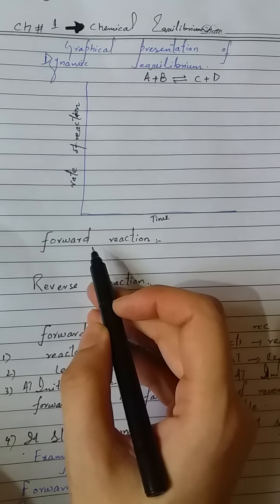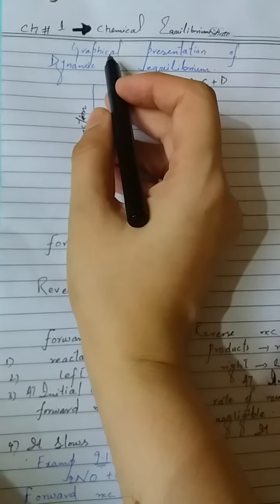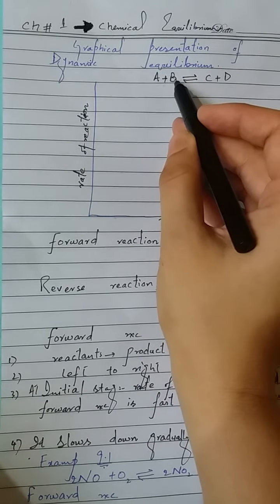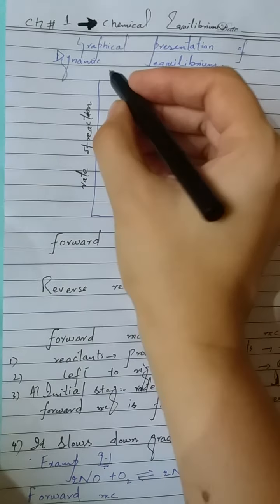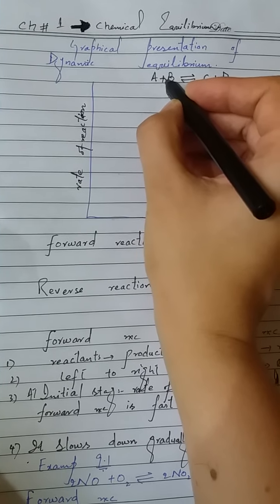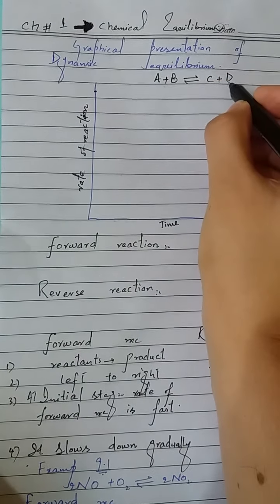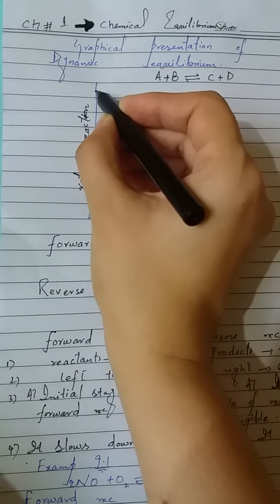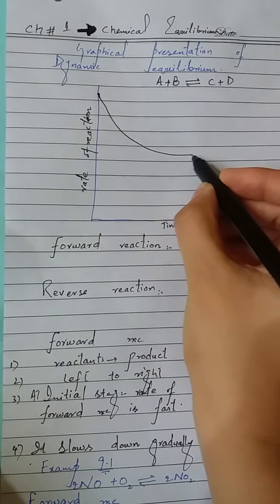In order to explain forward reaction and reverse reaction, we again explain the graphical representation of dynamic equilibrium in which A reacts with B and forms products C and D. Here, the initial concentrations of A and B are taken as the same and maximum, so initially when A reacts with B it forms products C and D. So as A reacts with B, the rate of forward reaction increases.